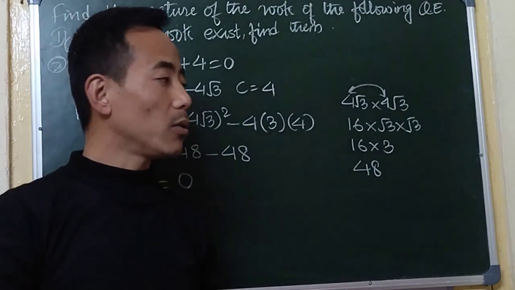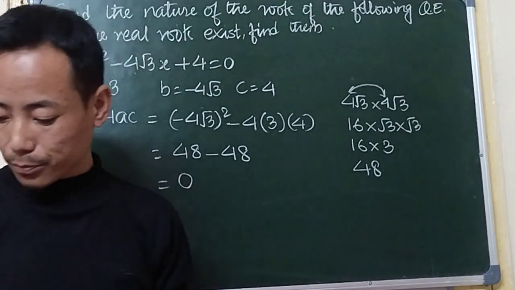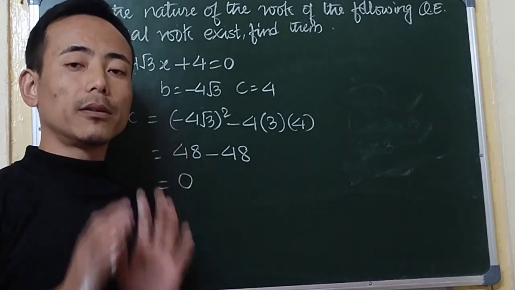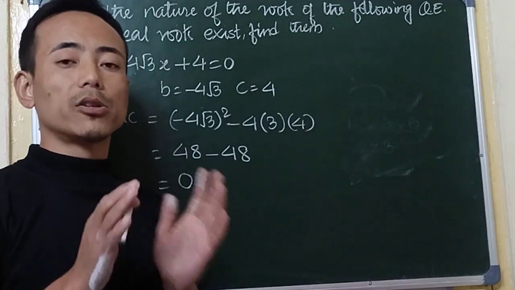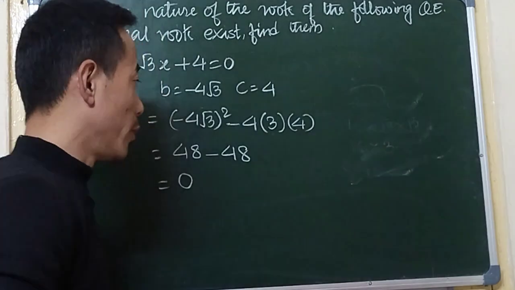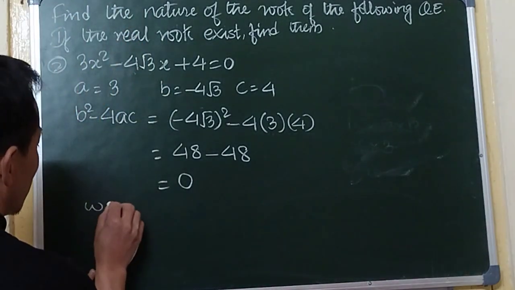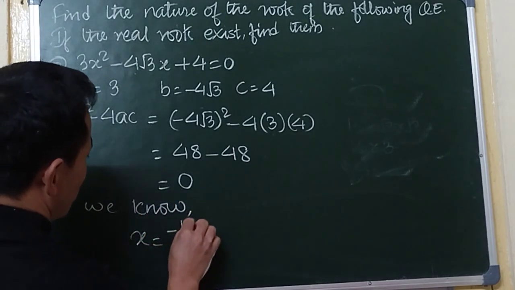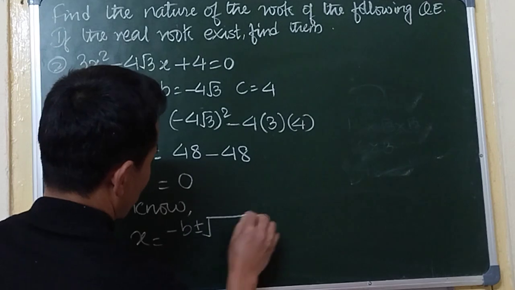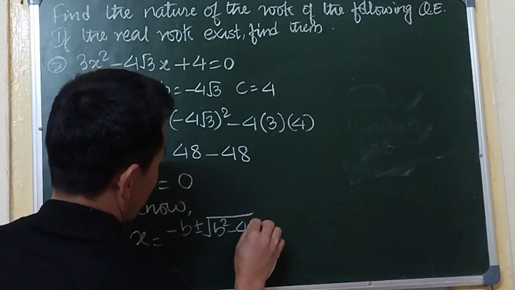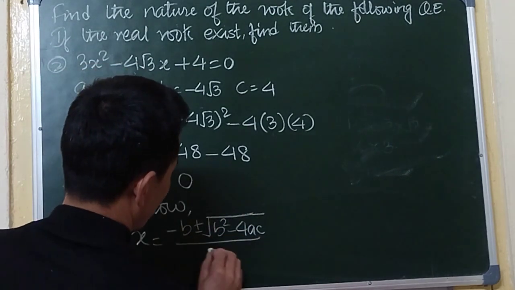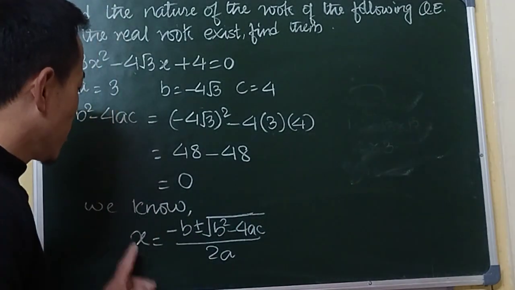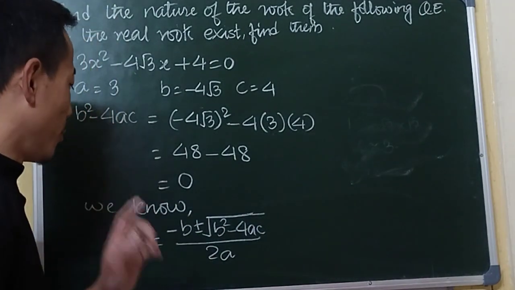So let's find out the value of that root here. In order to find the roots, we can use either the formula or do middle term breaking. It will be easy to use the formula, so we'll use the formula here. So we know x is equal to minus b plus minus under root of b square minus 4ac divided by 2a. This is the quadratic formula that we have.